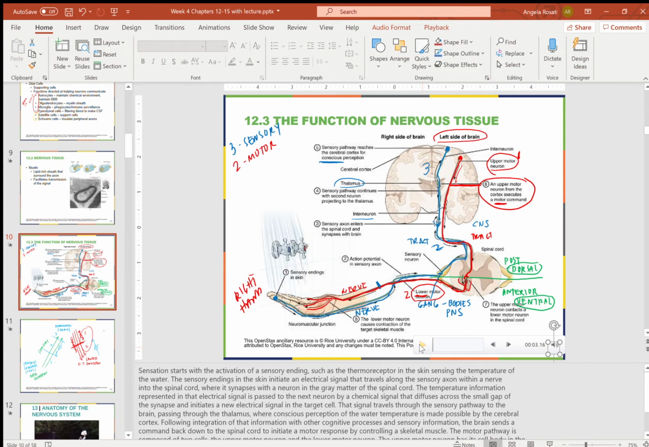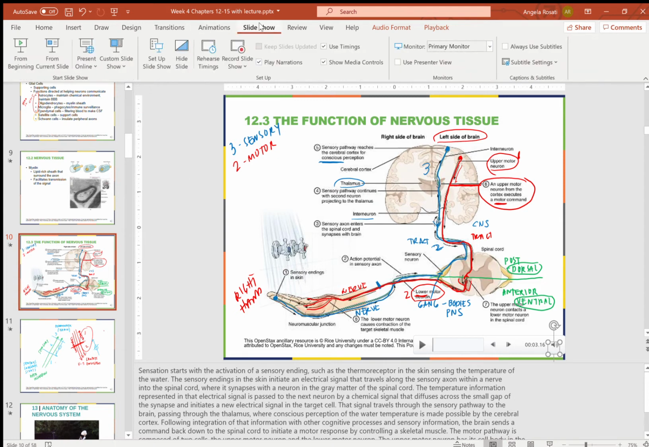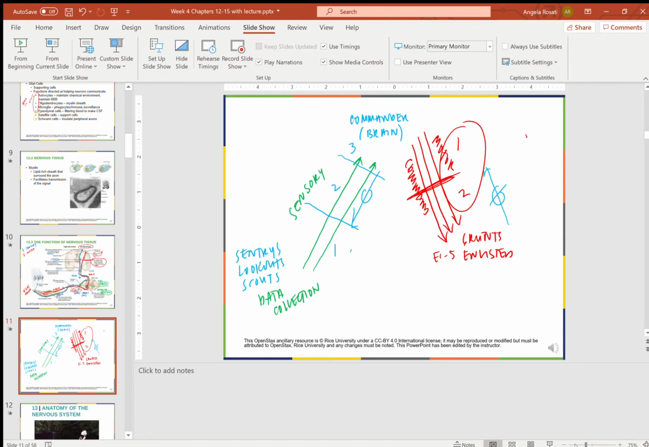But if instead you want to follow in real time what I'm saying and what I'm drawing, you need to go up here to slideshow and play from current slide. And what will happen is you'll see the original slide, and you can watch the entire picture with this PowerPoint. Sorry, you can't pause it once you're in that screen.